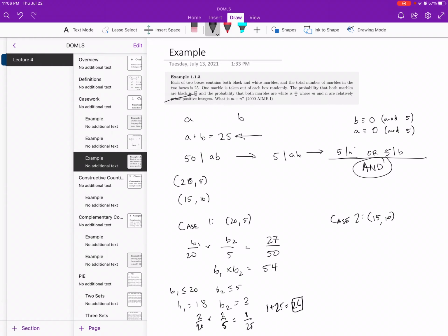15, 10. Well, in this case, we have b1 over 15 times b2 over 10 equals 27 over 50, which means that b1 times b2 is going to be 81. Now, again, we have b1 is less than or equal to 15, and b2 is less than or equal to 10. But what this means is that we only have one possibility again, because, well, we know that b1 and b2 are both powers of 3. So there's only one possibility, and that's they're both 9.